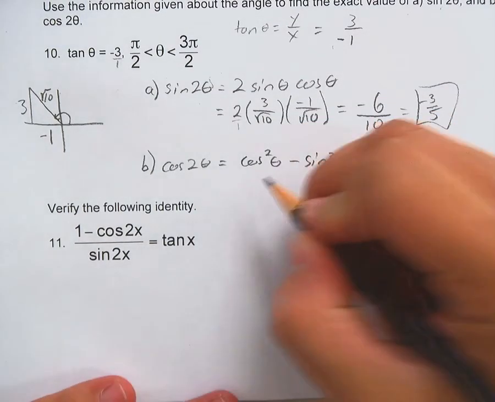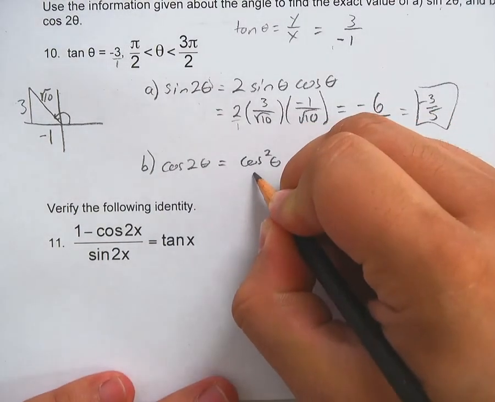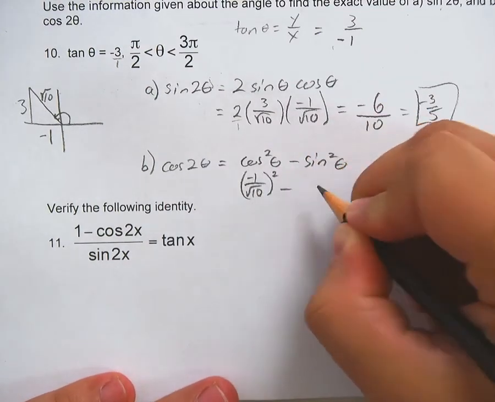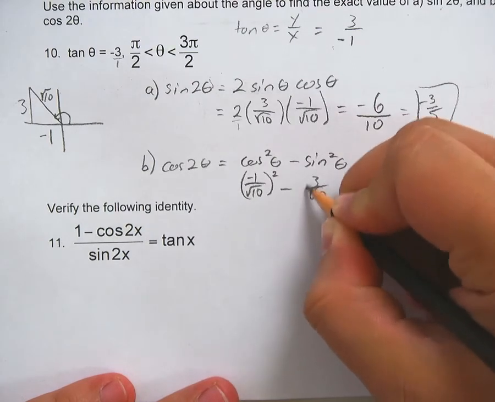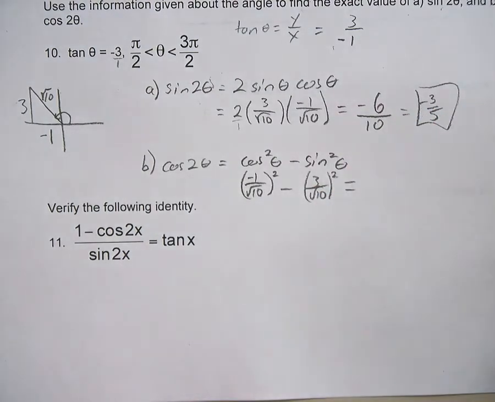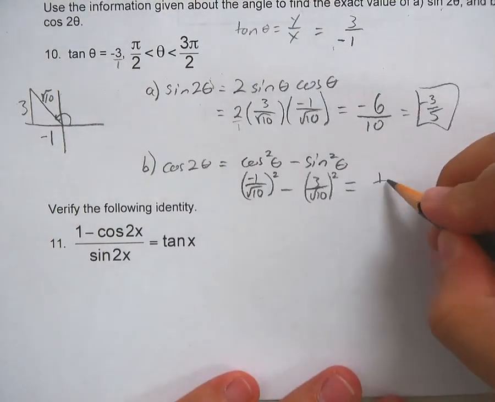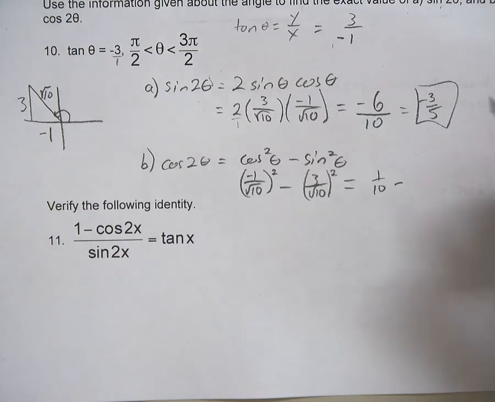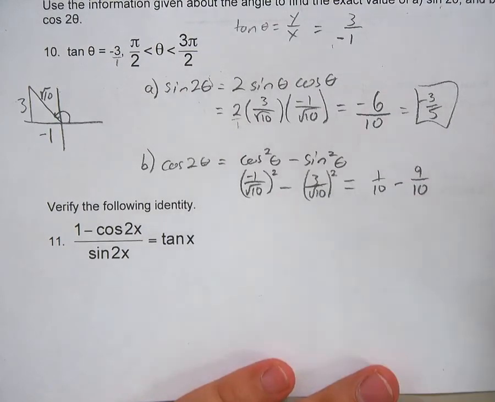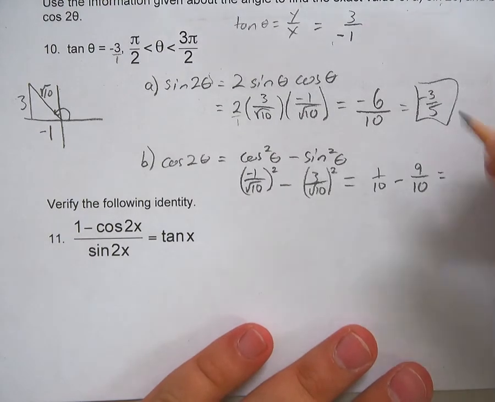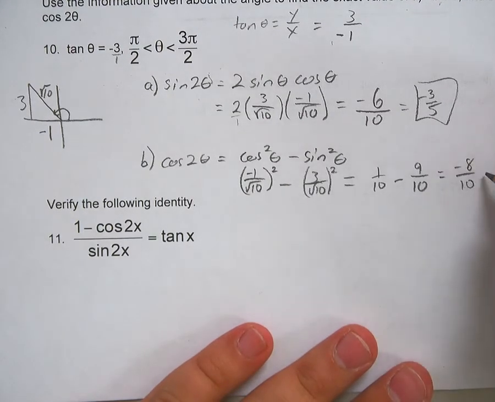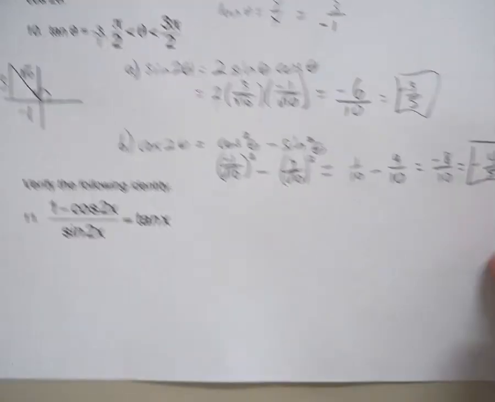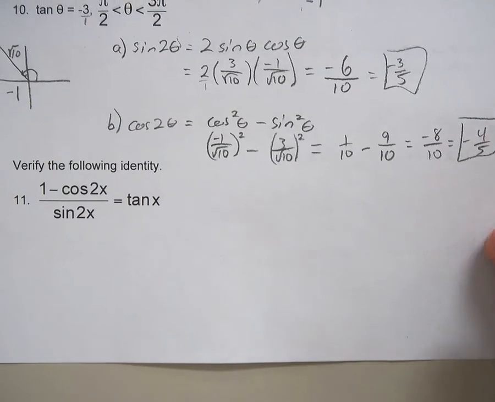That comes in handy when you do negative 1 over square root of 10 squared minus 3 over the square root of 10 squared, because that changes it into 1 over 10 minus 3 squared is 9, square root of 10 squared is 10, which is negative 8 over 10, which is negative 4/5. Run back and watch those if you need to one more time. I'm just going to speed up just for the sake of time here.